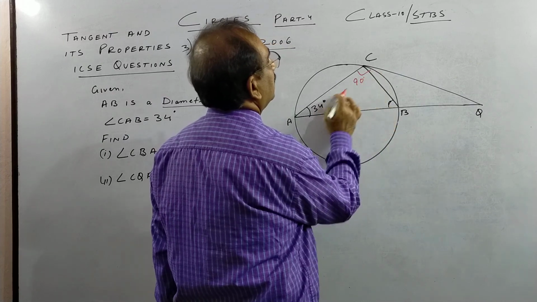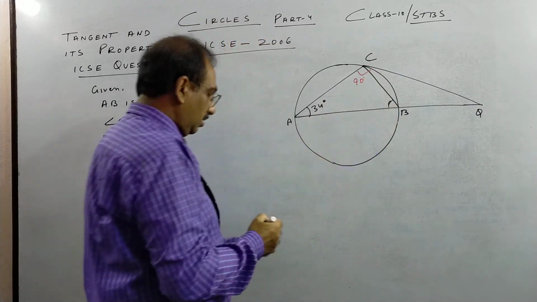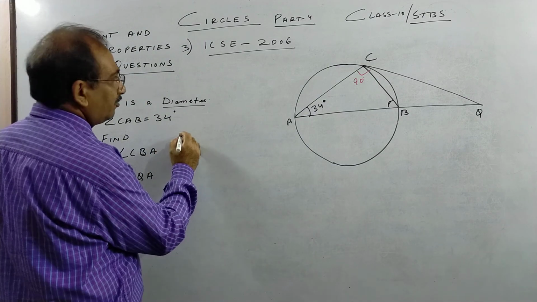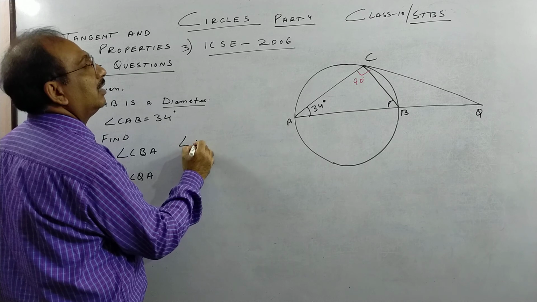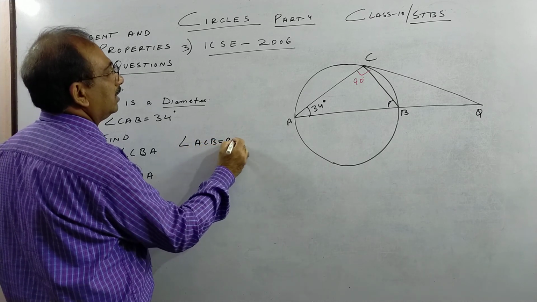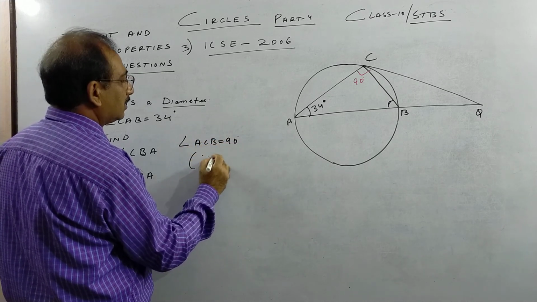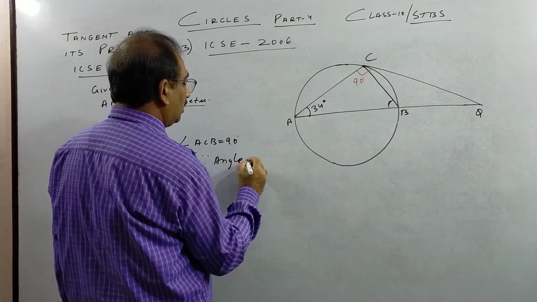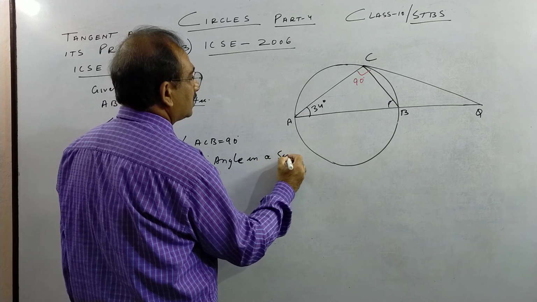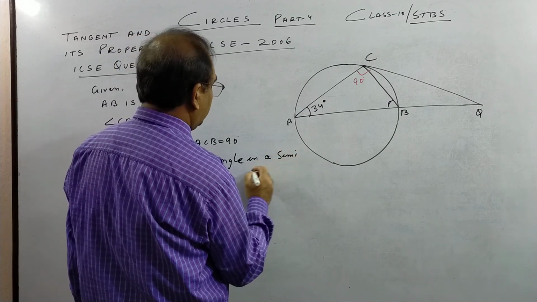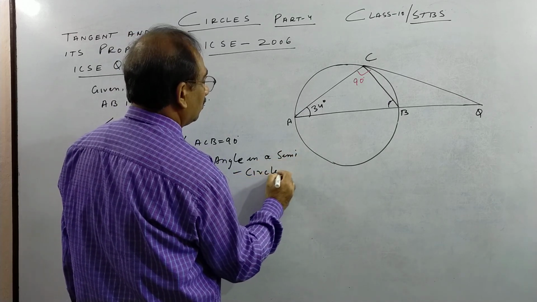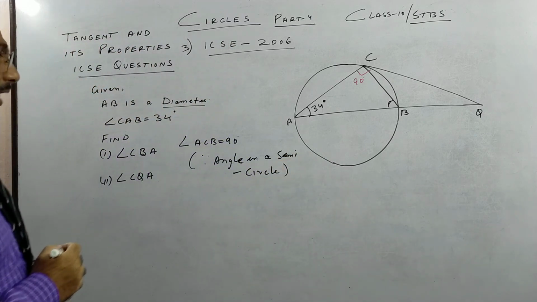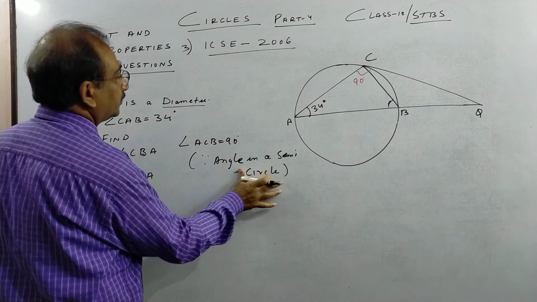So this angle very easily we will get from the sum of 3 angles in a triangle. So for angle CBA, first you have to say angle ACB is 90 degree. Why? Since angle in a semicircle is a right angle. Please write the reason, maybe in short. Okay, angle in a semicircle is a right angle. So this is 90.